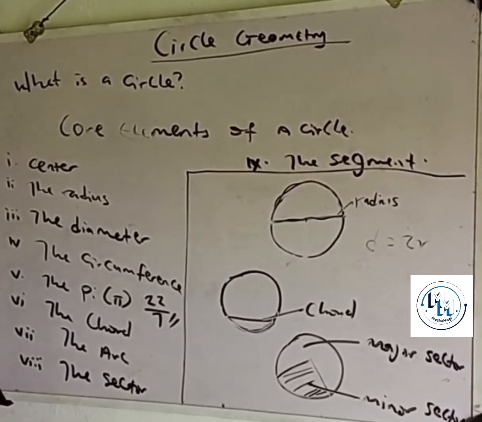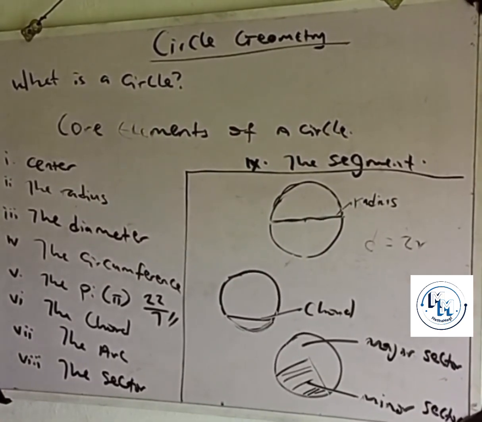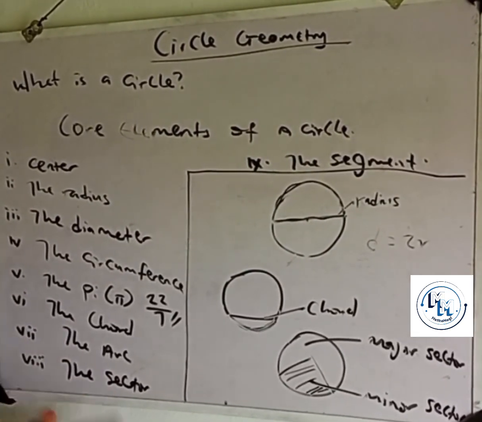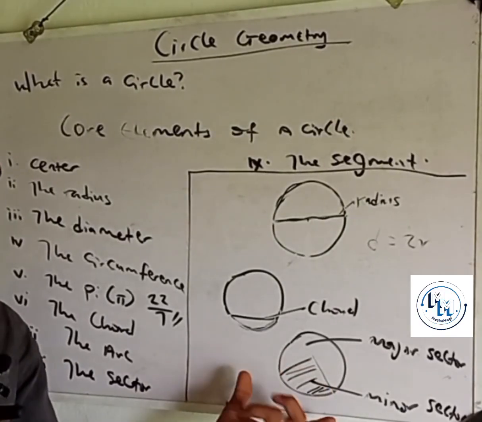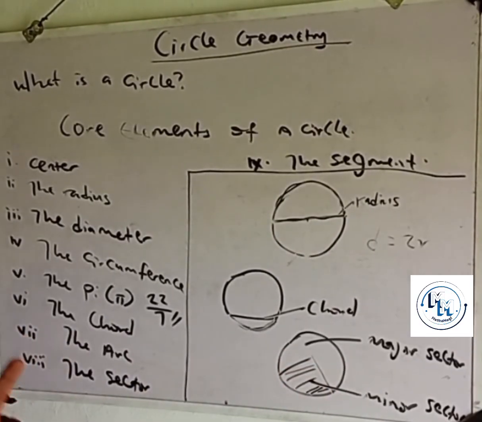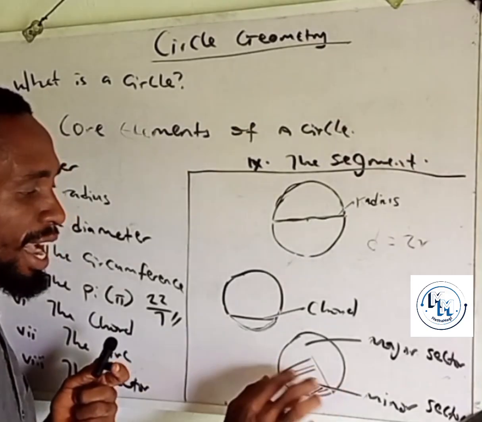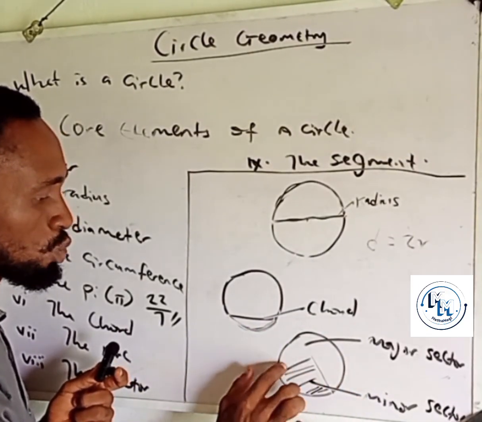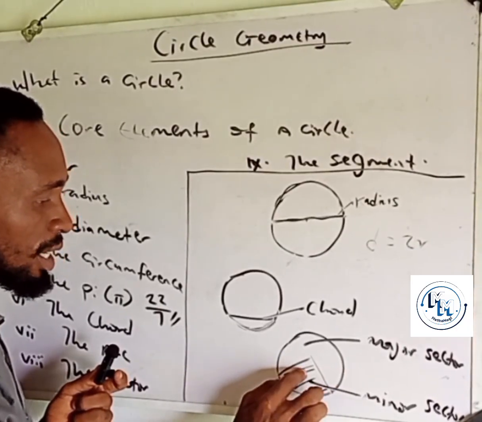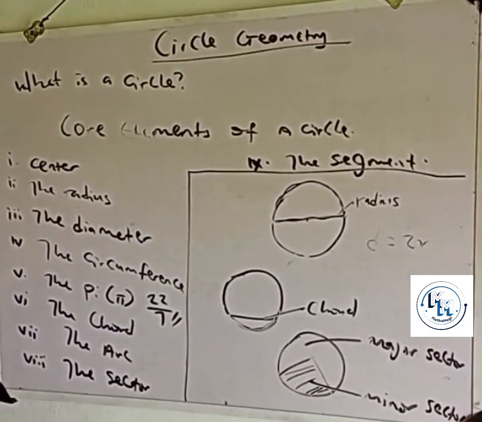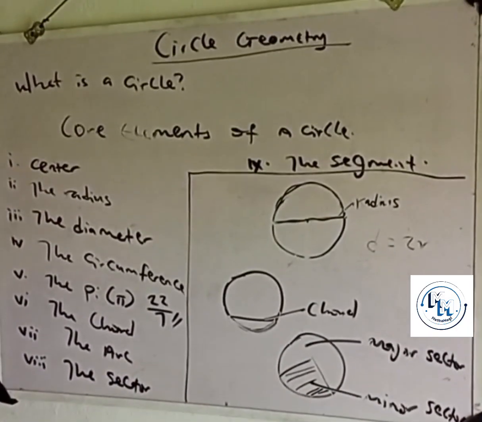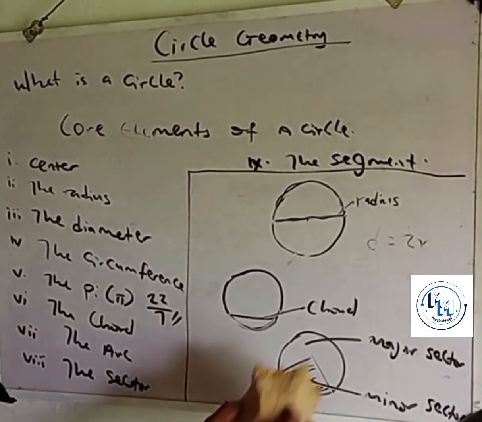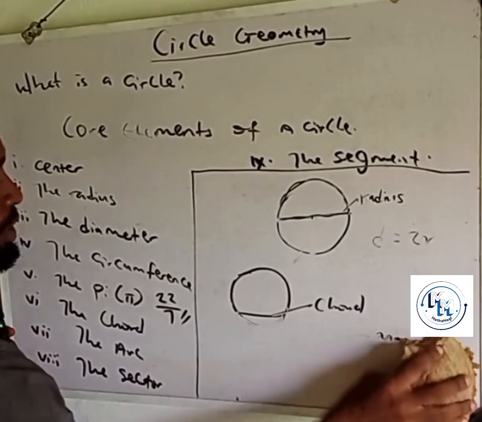So a sector of a circle is a part of a circle that is bounded by 2 radii and an arc. So this is 2 radii, this is an arc. This is also 2 radii, this is also an arc. So this is a sector, this is also a sector. Whenever you have 2 radii and an arc, it forms a sector of a circle.